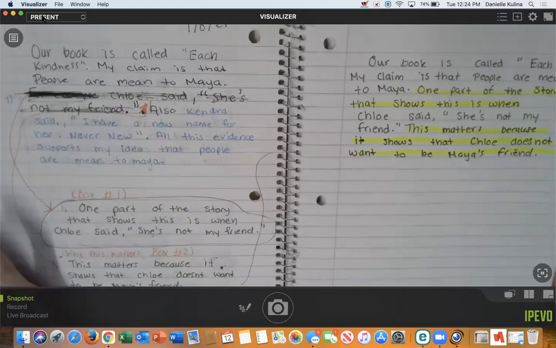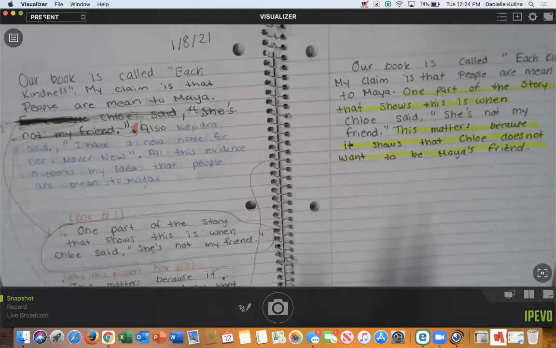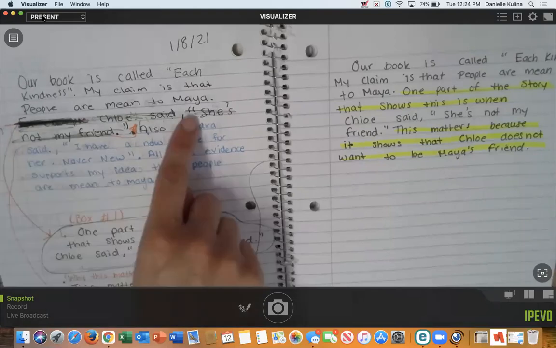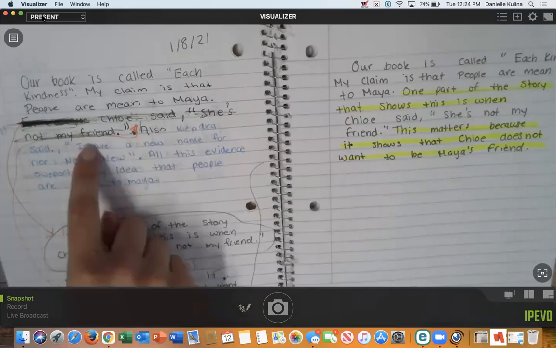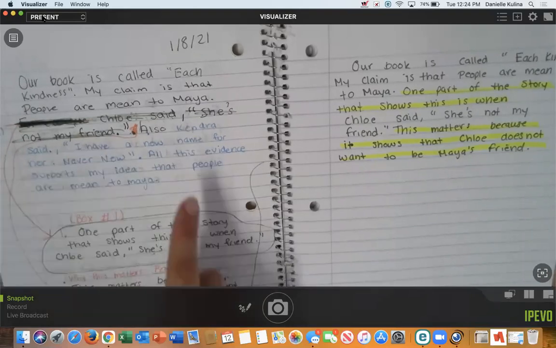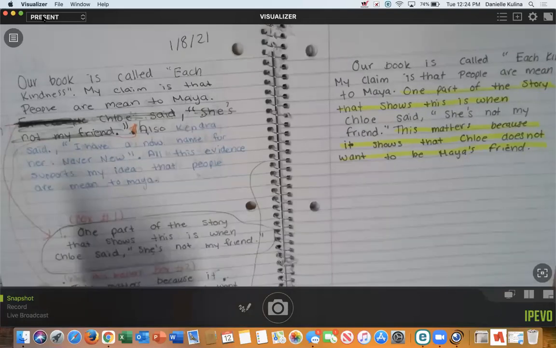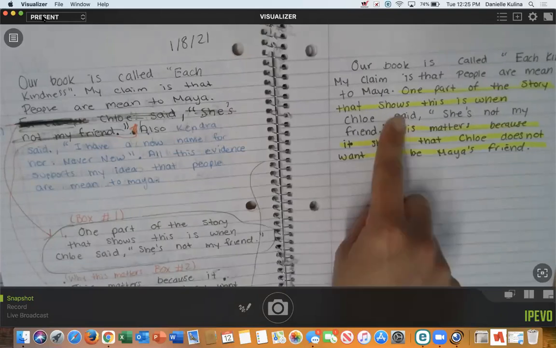All right, so go ahead and get that finished writing down, and then we're going to do the same thing we did for this piece of evidence. For example, Chloe said she's not my friend. We're going to do the same thing with the also Kendra said, I have a new name for her, never knew. So go ahead and get that down, and then we're going to work on this second piece of evidence we have, and then we'll be done for the day, okay? I'm going to give you guys about 2 more minutes to get these sentences down.